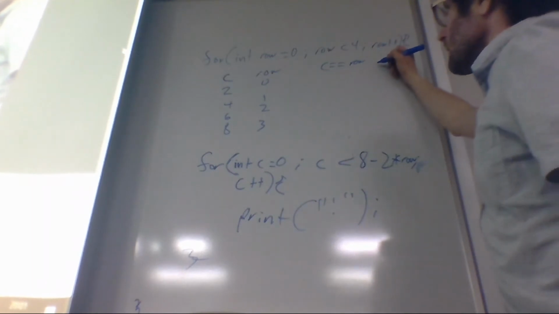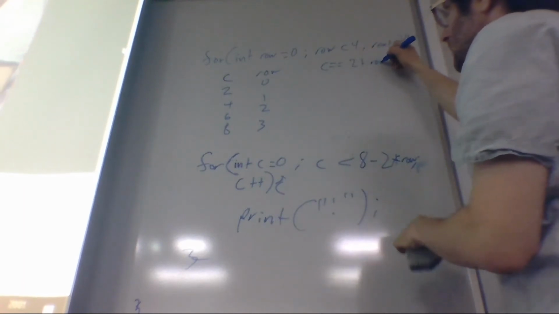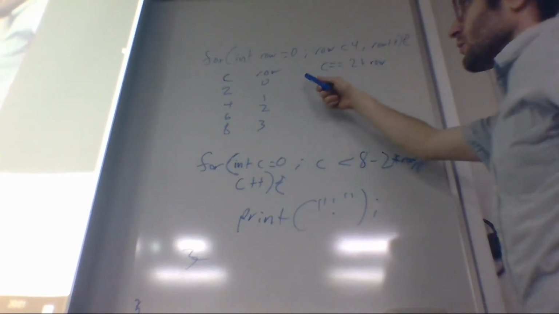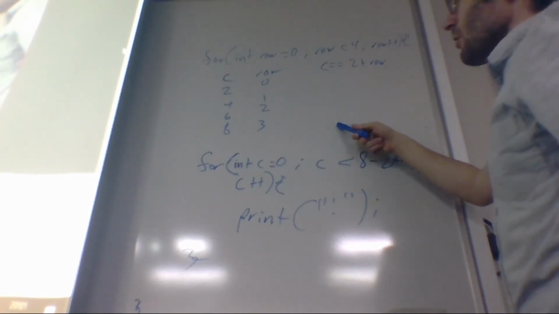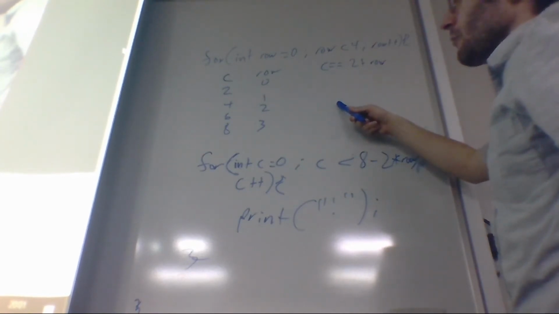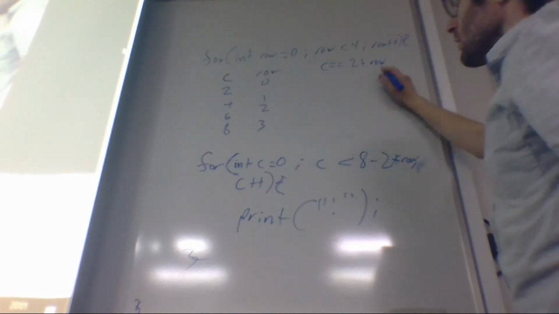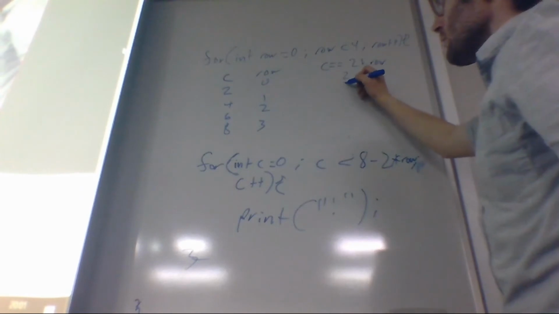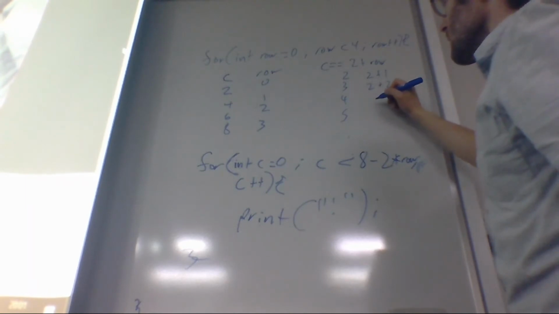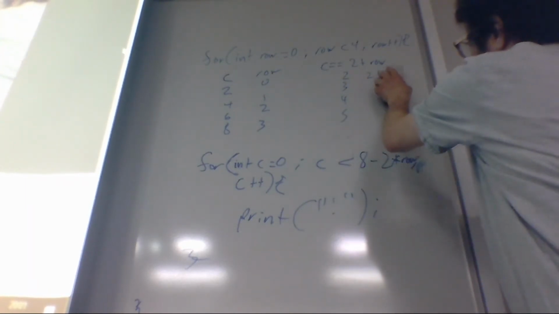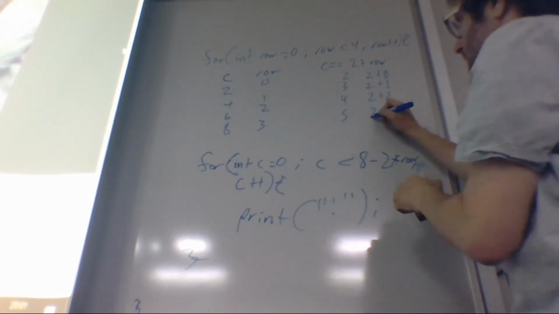So how do I make this true? Let me start by making the first part true. 2 plus row. Okay, so that part's true. Now I've got 2, 3, 4, 5. They're all off by 1, then 2, then 3. So we need 2, 3, 4, 5, which is 2 plus 0, 2 plus 1, 2 plus 2, 2 plus 3.